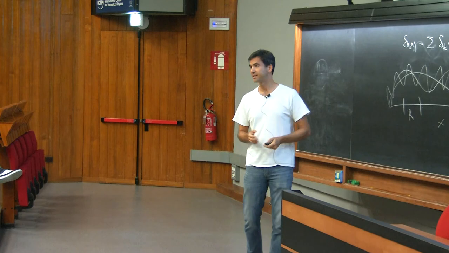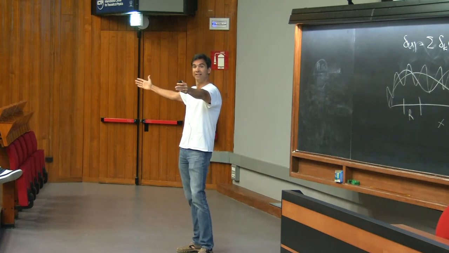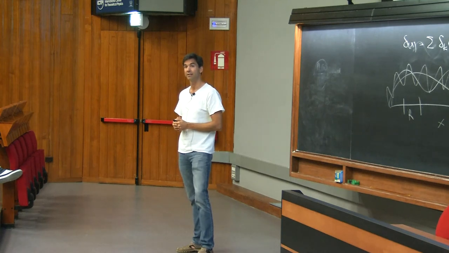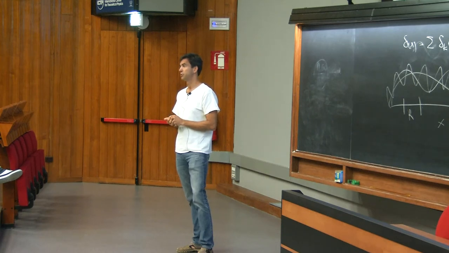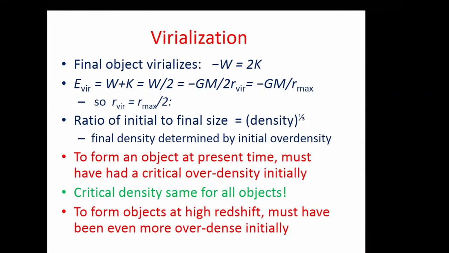Okay? So that's important, because we've already argued that the turnaround depends only on the initial density. And if you're just going to shrink by a factor of 2 from there, that means the initial density also determines the final size. It's just a factor of 2. And so the ratio of the initial size to the final size gives the density, because you have the same object, it just changed in size. So 4 pi r cubed over 3 initial divided by 4 pi r cubed over 3 final. So that's the density. And that means that the final density is determined by the initial overdensity. So that's one important point. There's a memory of that initial density.